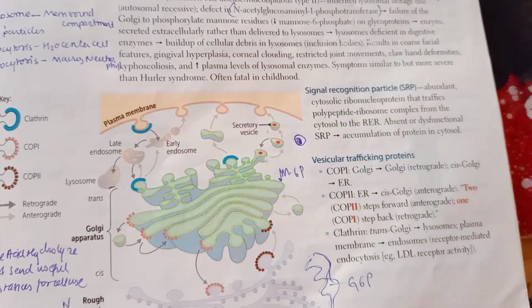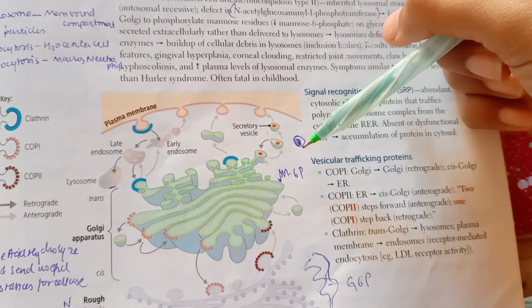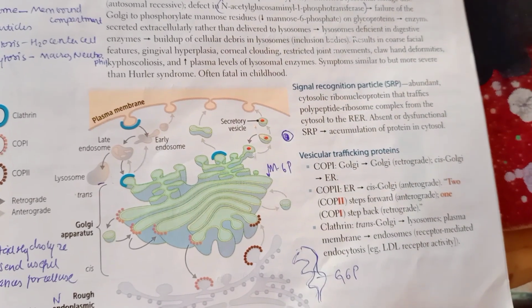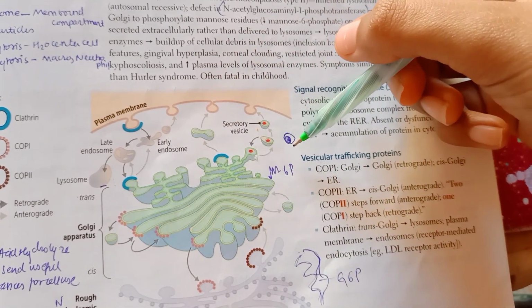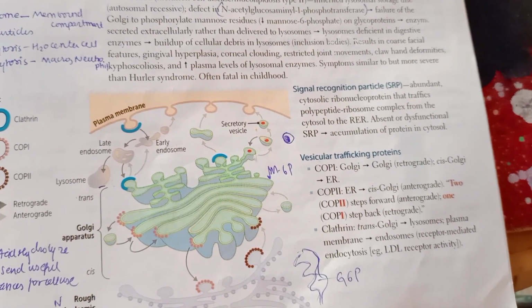So the lysosome, as this is leading to accumulation in the lysosome, will become ineffective, or it will become deficient in digestive enzymes. So there will be a buildup of cellular debris inside the lysosome, and that is why it is called inclusion bodies.